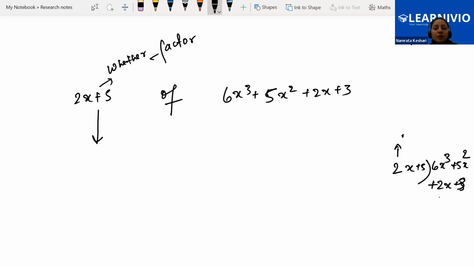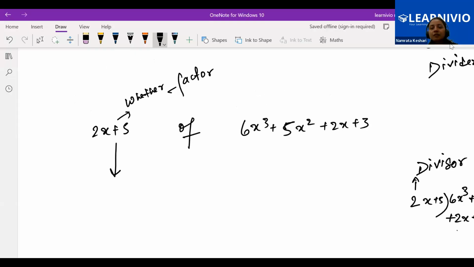So can you tell me what will be the zero of this 2x plus 5, Ayan and Farhan? What will be the zero of this polynomial? Yes, Farhan. Minus 5 by 2. Yes. That zero we will substitute over here.